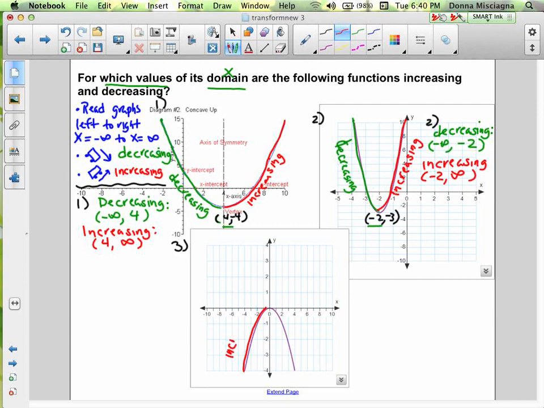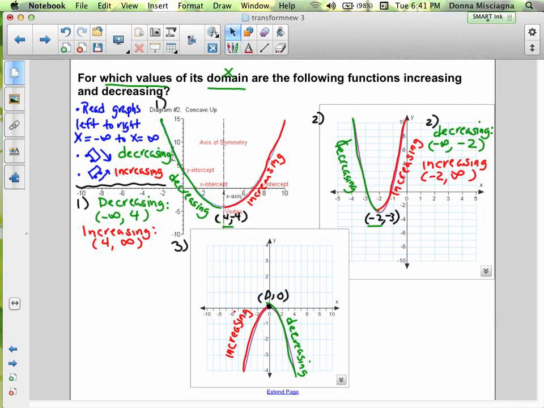So if your y values are getting larger, the graph is increasing. When the y values are getting smaller, the graph is decreasing. But really, you can just look at the graph. Is it going up? Is it going down? Just make sure you read it from left to right. And where does it switch? Why, it switches right at the vertex, and that vertex is at 0, 0.